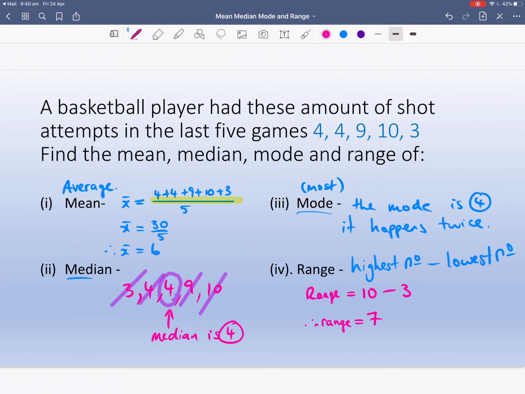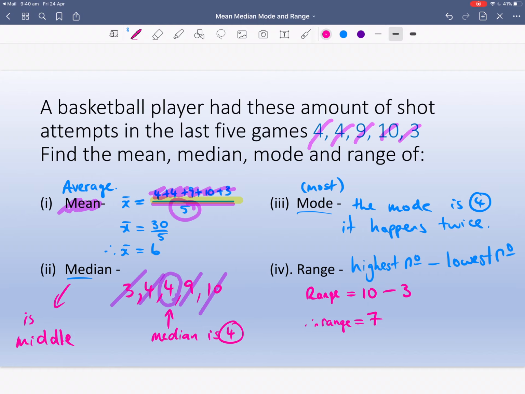Remember, the mean is so mean that it adds all the numbers up and divides it by how many numbers there are. There were 1, 2, 3, 4, 5 numbers. The median is the middle, okay? So I'm going to write that down. Median is middle.